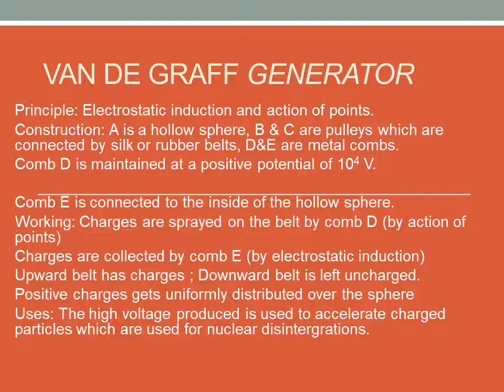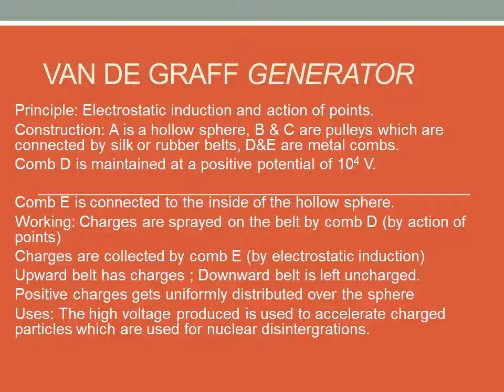Due to electrostatic induction, a large amount of negative and positive charges are induced on either side of the comb E. As a result, the positive charges are pushed away from the comb and they reach the outer surface of the sphere. Now since it is a spherical body, the charges get distributed along the sphere. So the charges get uniformly distributed on the outer surface of the hollow sphere. At the same time, the negative charges nullify the positive charges on the belt due to corona discharge, that is, leakage of charges occurs before it passes over the pulley.